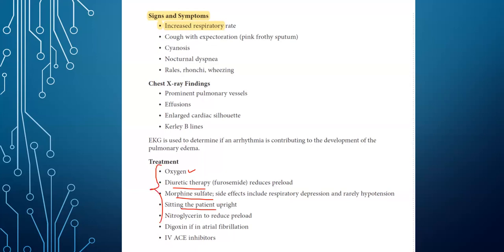Okay, so that will be the first management. Then you can give the management accordingly. But the first thing is diuretic in this case. So for pulmonary edema: admission, propped up position, oxygen if needed, followed by diuretics. And what diuretic? Furosemide.